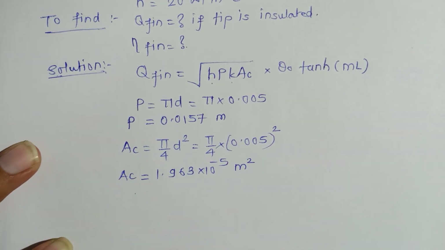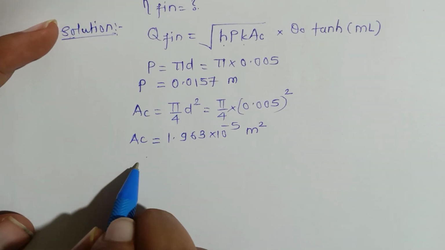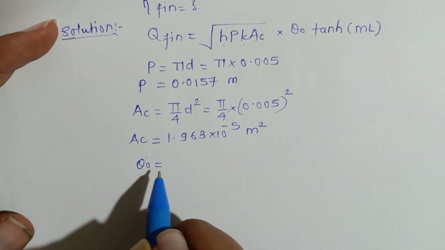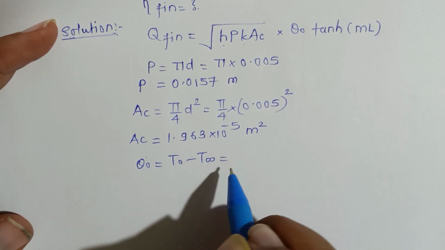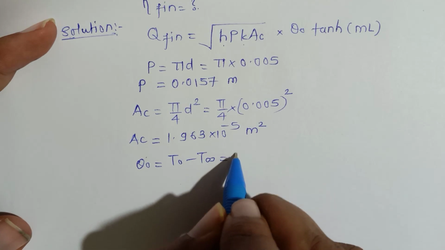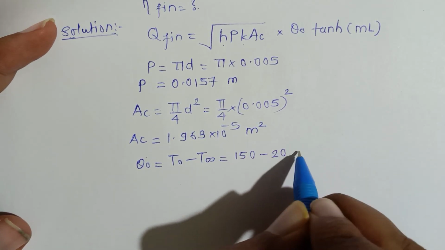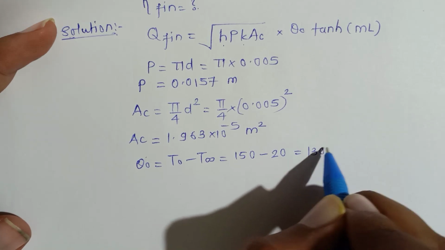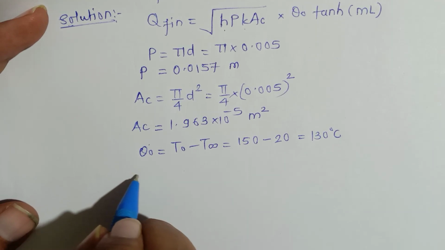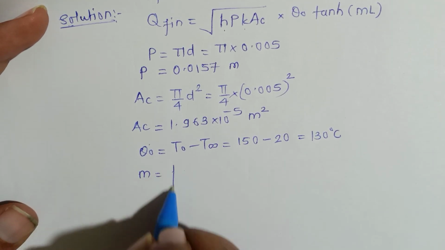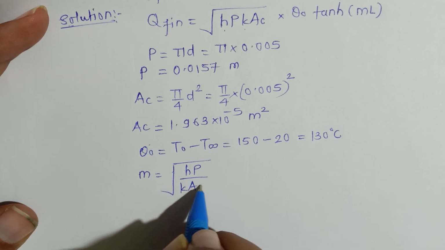Alright, now we will need to calculate the next thing, which is theta 0. So here, how much is theta 0? It is simply T0 minus T infinity. From the given quantities, T0 is 150, T infinity is 20. So ultimately it is 130 degree Celsius. The next thing that we need is m. m is given as root of hP upon kAc.